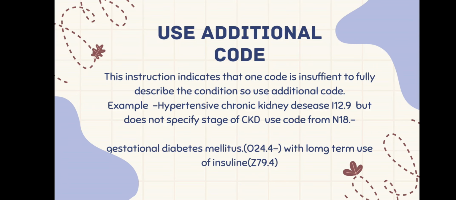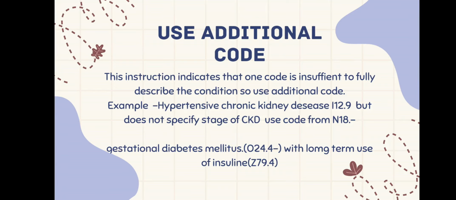Next instruction is use additional code. Sometimes one diagnosis code does not tell the complete story. In these cases, ICD10CM instructs us to use additional code to provide more details about the patient's condition. For example, I12.9, hypertensive chronic kidney disease, and N18.3, stage 3 chronic kidney disease. The patient here has hypertension and kidney damage, but the stage needs to be specified, so we need extra codes to specify the stage of chronic kidney disease from the N18 category.